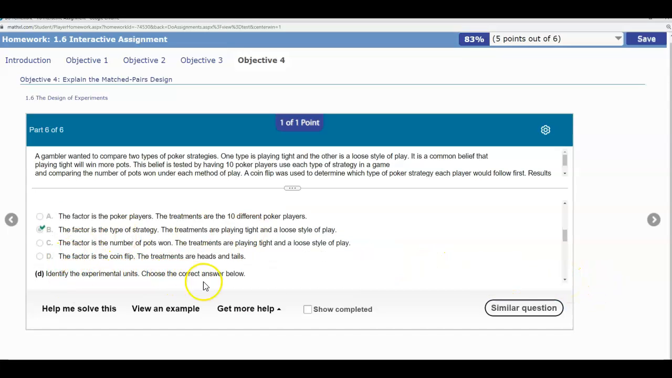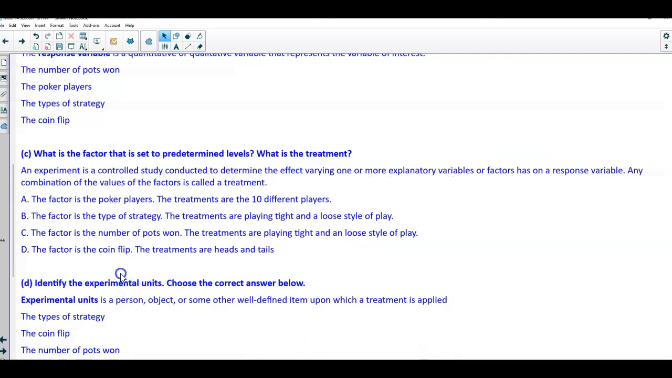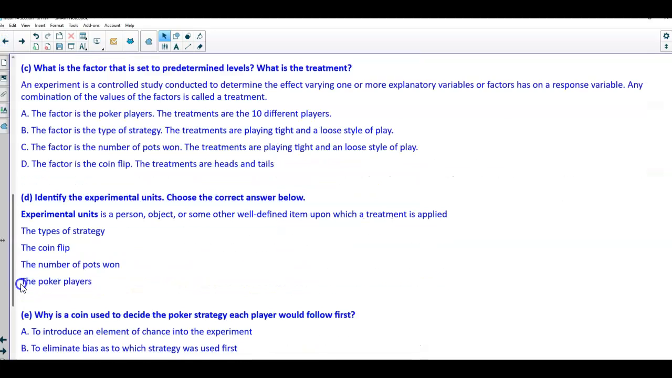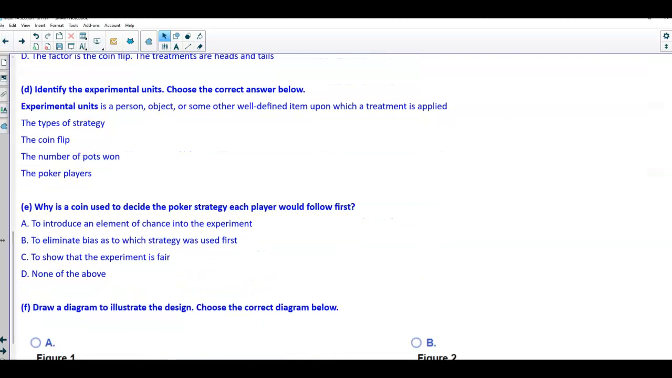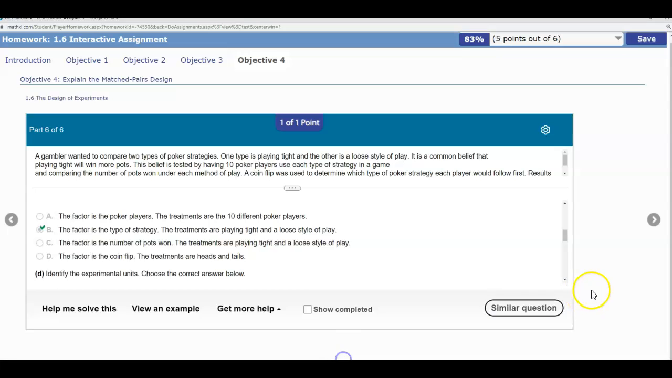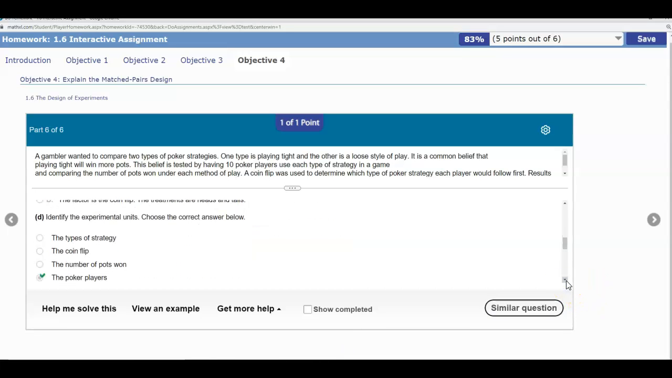Part D, identify the experimental units. Experimental units is a person, object, or some other well-defined item upon which a treatment is applied. Well, in this case, it is the poker players. So therefore, the answer is the poker players.